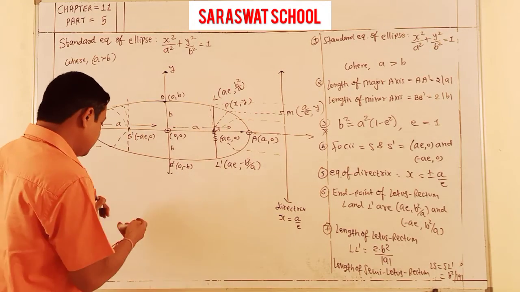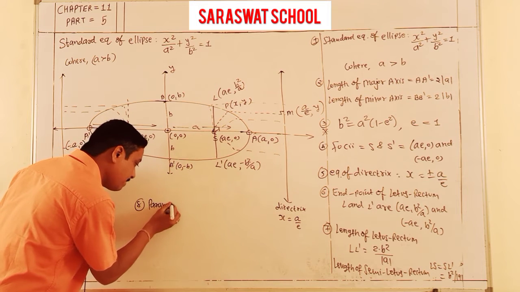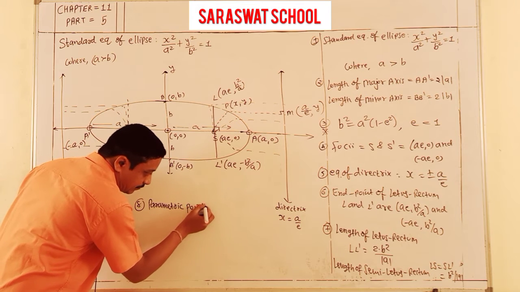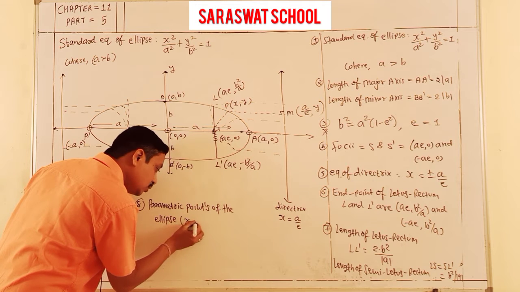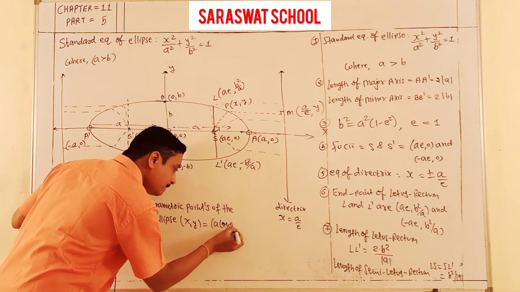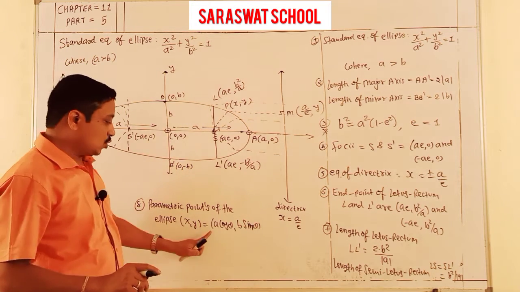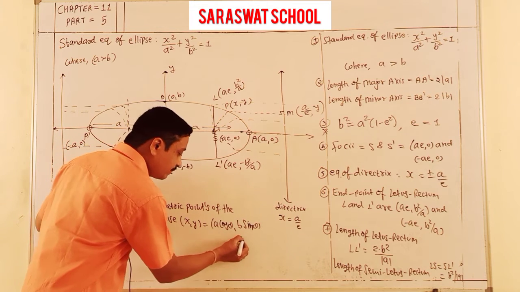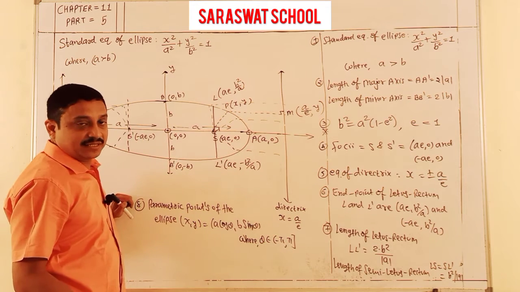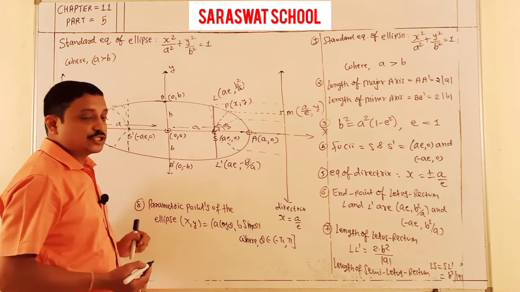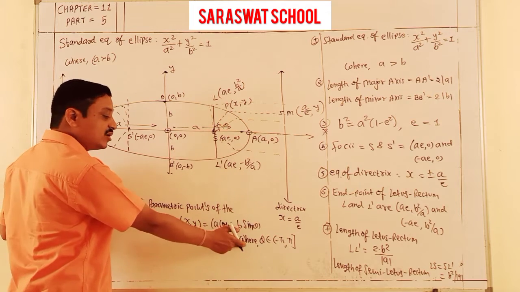Point number 8. After the 7th, you can mention here the parametric point of the ellipse. x comma y, you will cover as a cos theta comma b sin theta. Any point on the ellipse must be a cos theta, b sin theta, where theta belongs to minus pi to pi. This angle is called theta here. S to P making, yes, depends on our eccentricity. That is also called the eccentric angle. Theta is what? Eccentric angle.